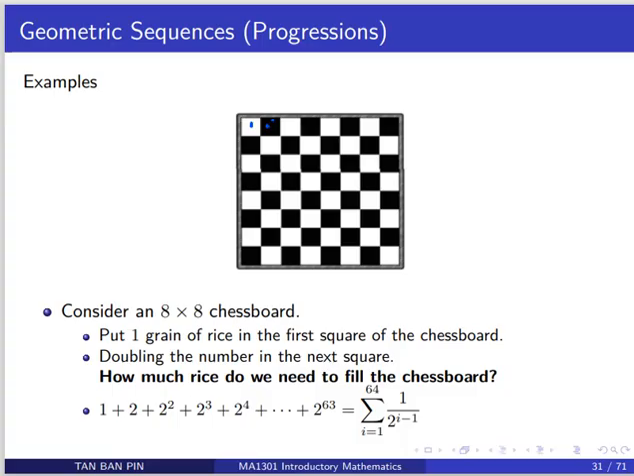So how much rice is needed to fill up the chessboard? First square is 1. Second square is 2 grains of rice. Third box is 2 squared grains of rice, and so on. So you'll find that by the time you reach the last square, it will be 2^63.